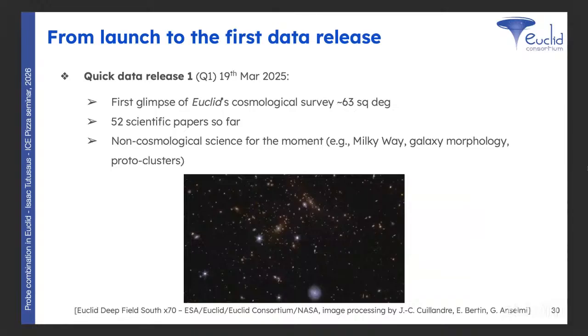Then there was Q1, the quick data release number 1, that took place on the 19th of March, 2025. This was to give a first idea of what a Euclid cosmological survey will look like. It was just around 60 square degrees. I checked this last Sunday, so maybe there are a few more, but last Sunday there were 52 scientific papers using this data set already. Unfortunately, none doing cosmology for the moment.